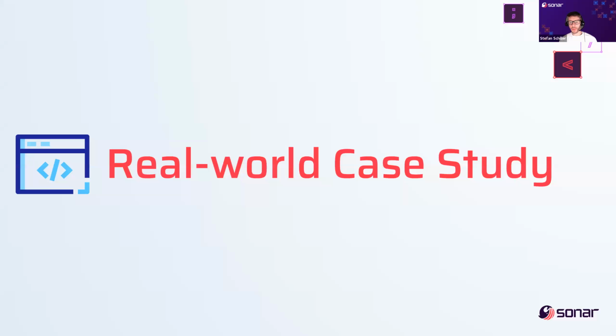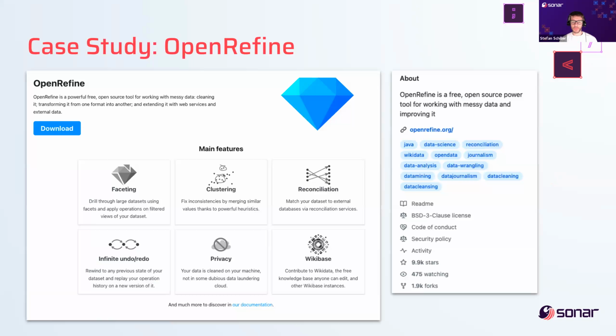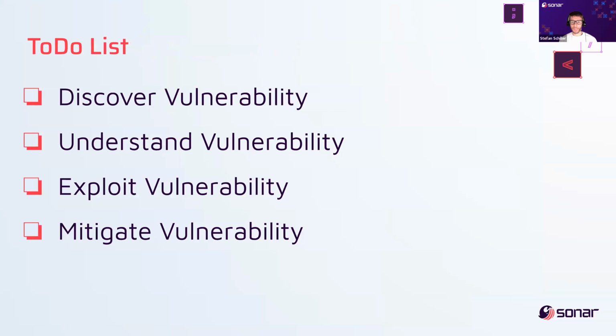I already mentioned that we are using SonarCloud and SonarQube to identify security vulnerabilities in popular open source projects. One of the projects we've been scanning is OpenRefine. OpenRefine is a Java-based open source data cleaning and transformation tool. It can be used to load different types of data, clean it, convert it, and extend it. All of this can be done from the browser by accessing OpenRefine's web interface. With almost 10,000 stars and 2,000 forks on GitHub, it's quite a popular project and will serve us as a good example for today.